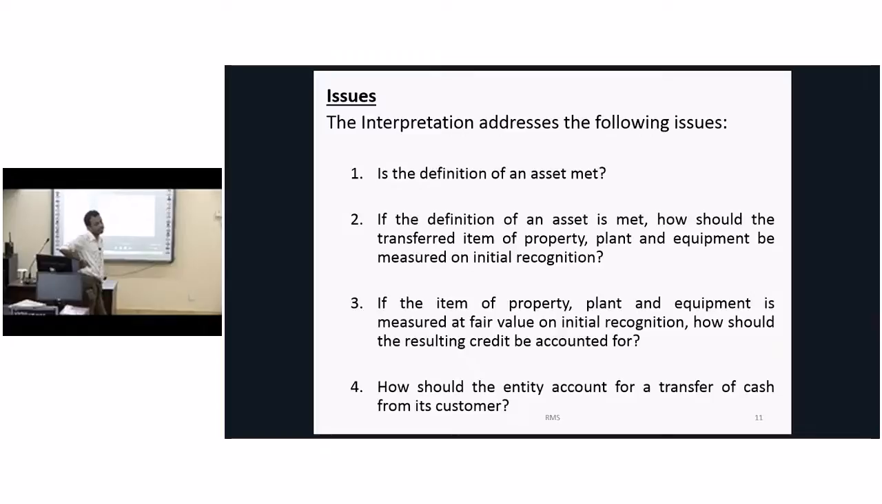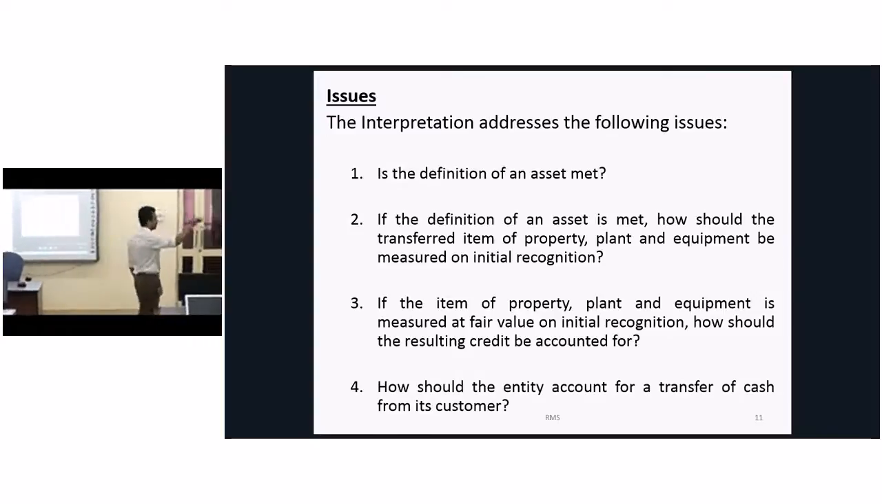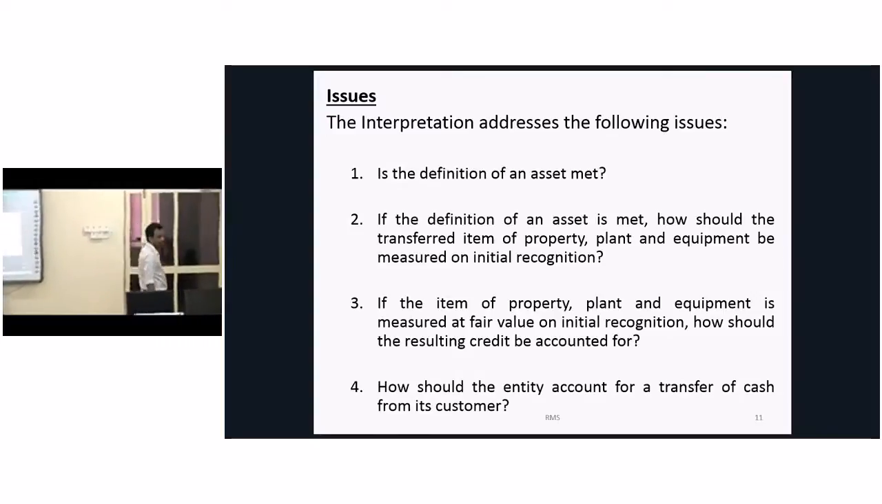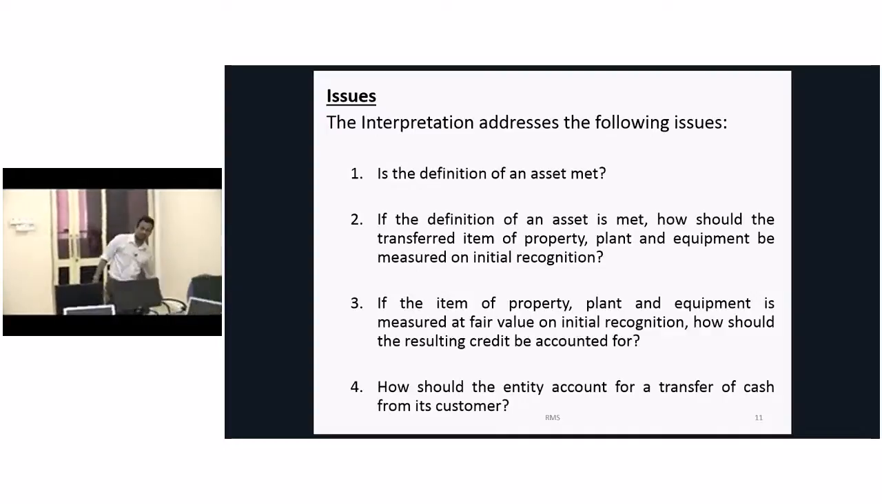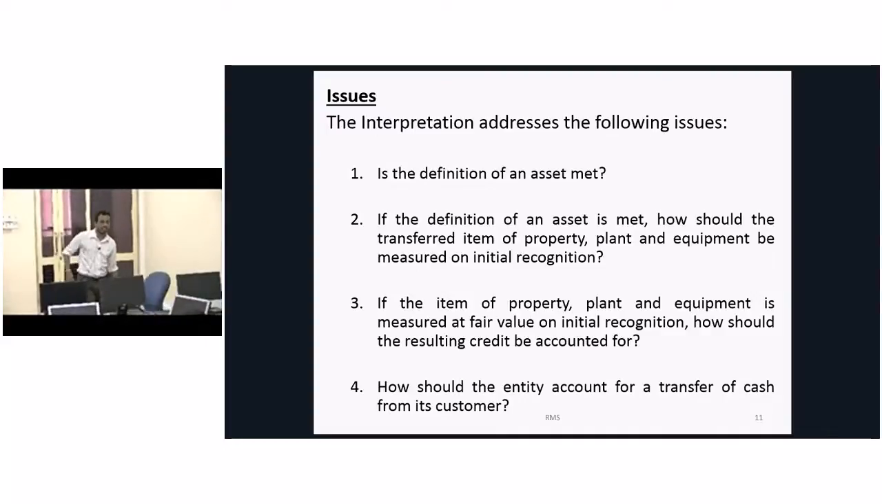To think on that, imagine you are the electricity board. Now you have constructed a transformer for a customer. Is it an asset? Did it arise as a result of a transaction or event? Yes, you get into an agreement with the customer, then the customer paid money. It doesn't matter, it's a kind of transaction. It is there.